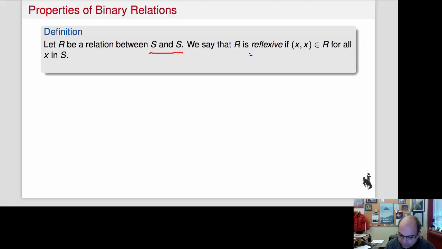And our first word is reflexive. This is a property, okay? And we say that something is reflexive if (x, x) belongs to R for all x in X. Another way of saying that is that xRx is always true, okay? So that's the definition. That's what it means to be reflexive, okay?